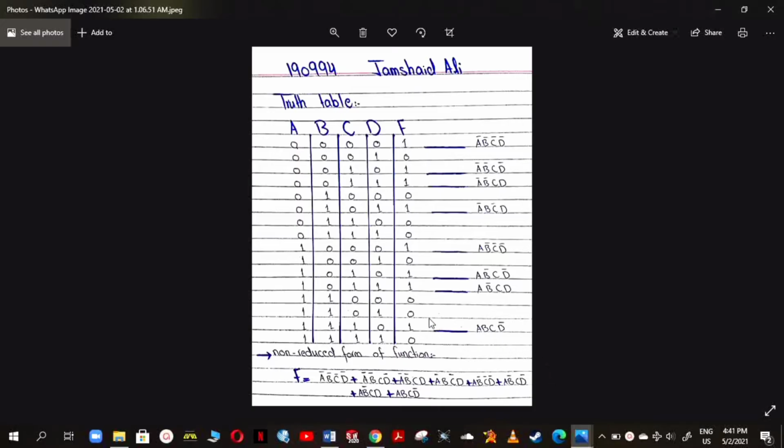Now we are going to write the Boolean expression in its non-reduced form. In the non-reduced form, we have to sum all the Boolean expressions of the inputs where we got output equal to 1. So I write the sum of all these terms, and the sum of all the terms is equal to F. This is the non-reduced form of the function. With the help of this truth table, we are going to draw its Karnaugh map.